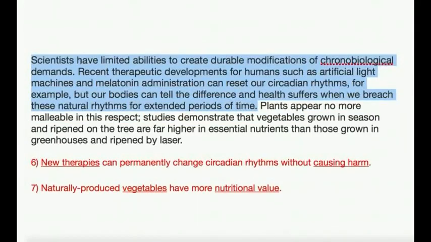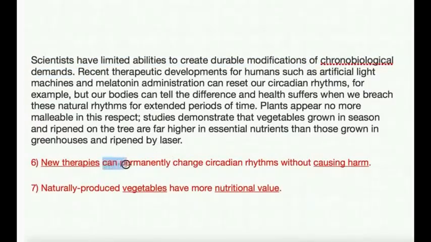Scientists have limited abilities to create durable modifications of chronobiological demands. Limited abilities means it's difficult, so they can't do much. So that means it's difficult to create long-term changes of chronobiological demands. Here they're saying new therapies can permanently change circadian rhythms, but here they seem to be saying it's difficult to change them. But we haven't seen anything about harm yet, so we need to read a bit further.